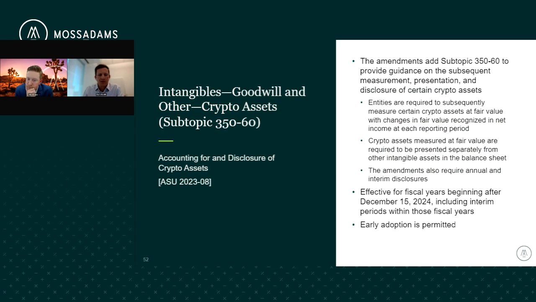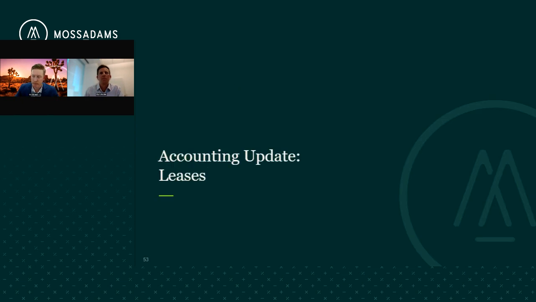On the next slide, we essentially have a high-level summary of this new standard. Note the effective date of the standard is fiscal years beginning after December 15th, 2024, with early adoption permitted. So there's some time to assess the impact of this standard on your financial statements. All right. The next section for our accounting update is related to leases.